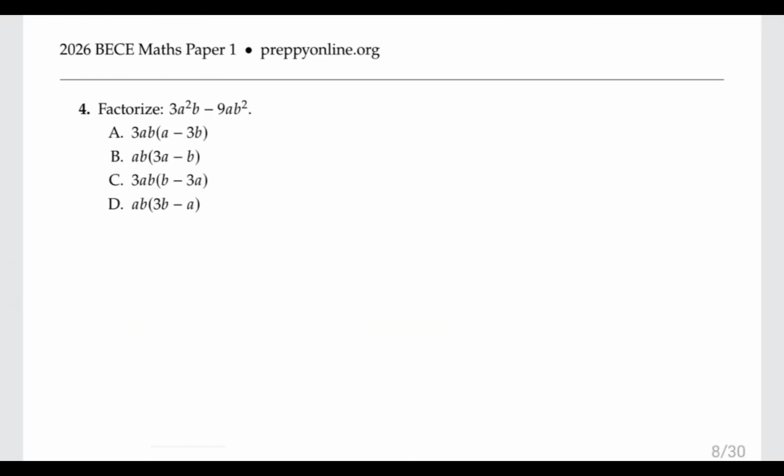Question 4. Factorize this expression: 3a squared b minus 9ab squared. Well, we try to look at the common factors, and we have 3 here, we have 9 here. They have 3 in common, so we can definitely pull out a 3. What about a? We have a squared, we have a, so we can definitely pull out an a, and then we have b and b squared, so we can pull out a b.